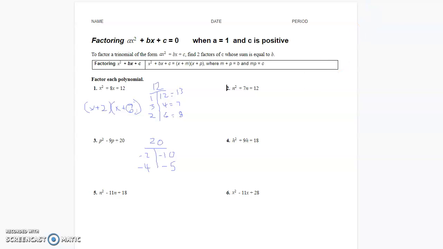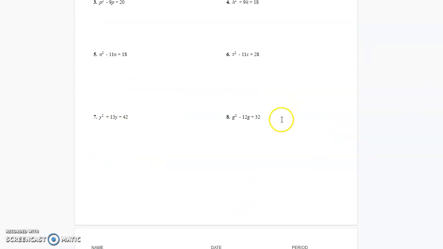I'm going to erase this because I'm about to run out of space. And yeah, so it's negative 4 and negative 5. So this means this is p minus 4 times p minus 5. Okay? And that is the answer. So that's what it means by factor. So I want you to try doing the rest of them on this side.